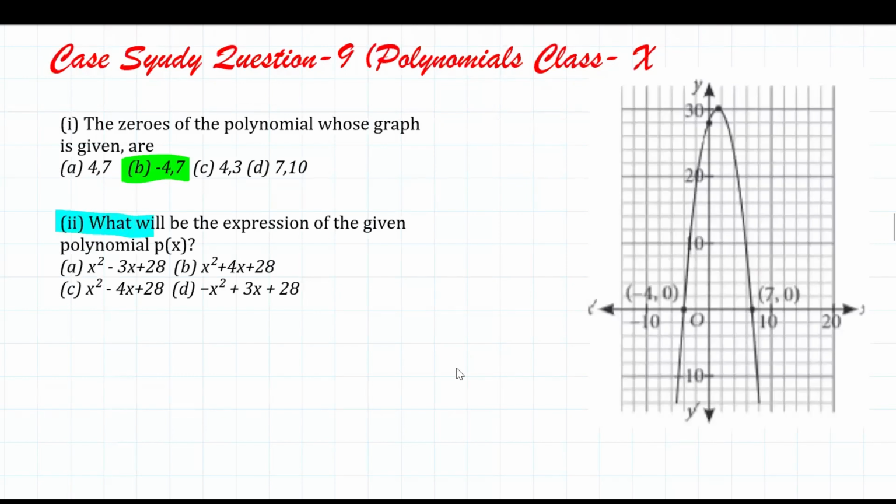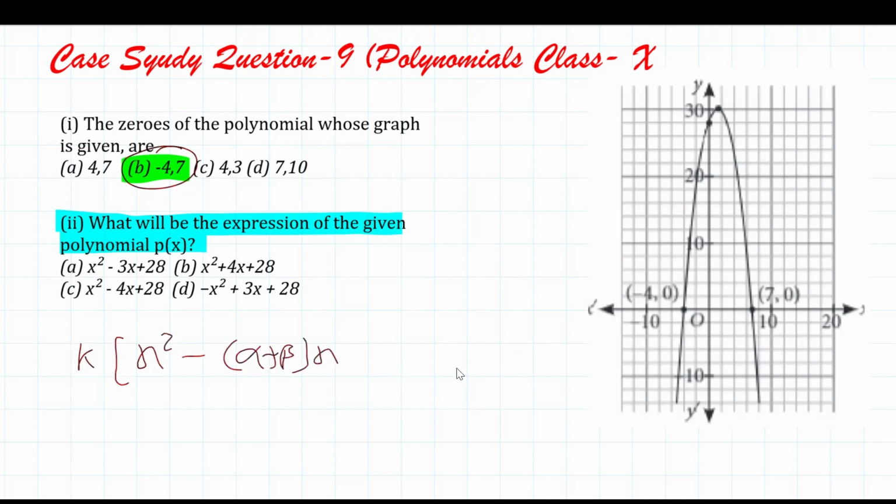Now, in the second part, the question is: what will be the expression of the given polynomial? Right. So we know the zeros of the polynomial from the previous part. Now we can find the polynomial. And the way to find the polynomial is x squared minus the sum of the zeros, alpha and beta, plus the product of the zeros. Since we know alpha and beta, let's say I take alpha as minus 4 and beta as the other zero, which is 7.